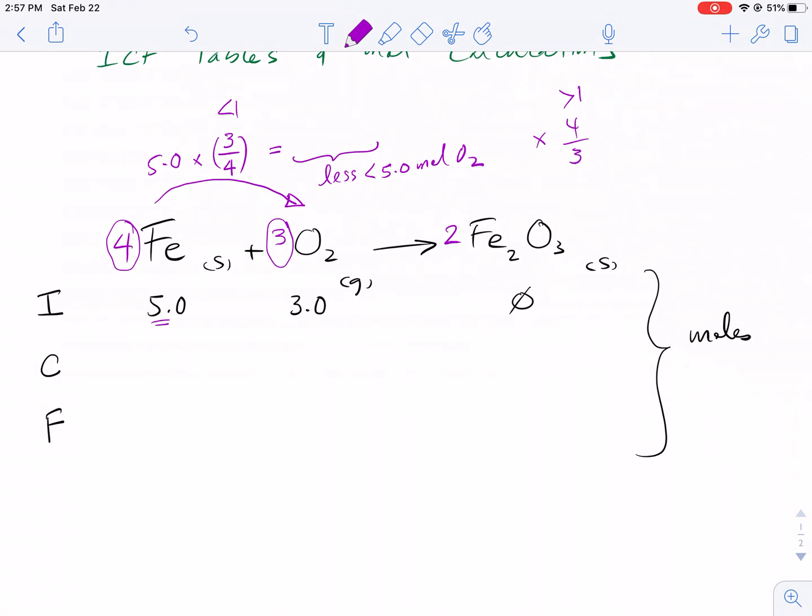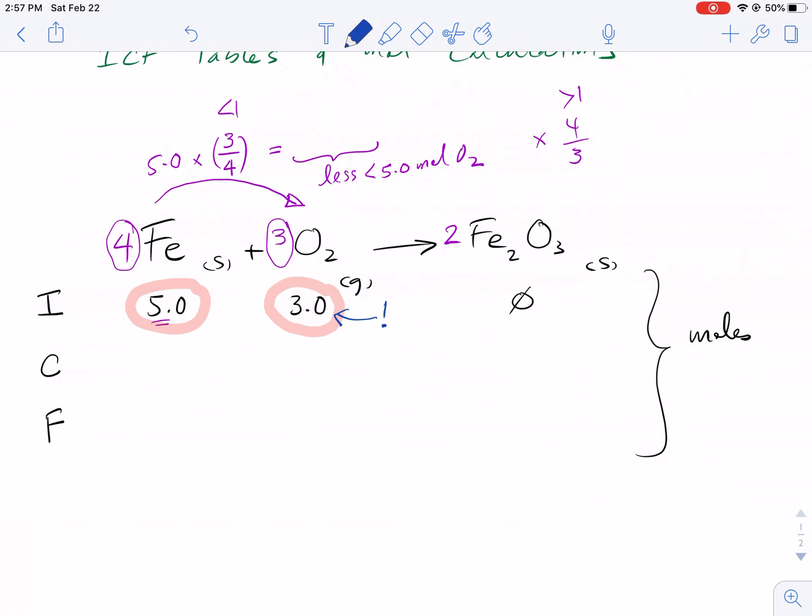Now this is clearly an excess-limiting problem, I should have said that, because I don't know what's limiting and I have to figure that out first. So if you base your iron as limiting, assuming that's the case, I'm not going to write anything down yet. I take a calculator and multiply my 5 times 3 divided by 4. If you assume iron to be limiting, you need 3.75 moles of oxygen. But look, you only have 3 moles of oxygen. So obviously this calculation is useless.